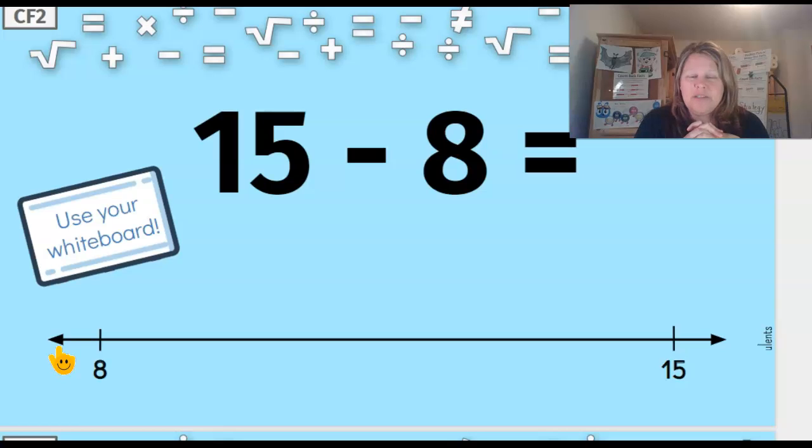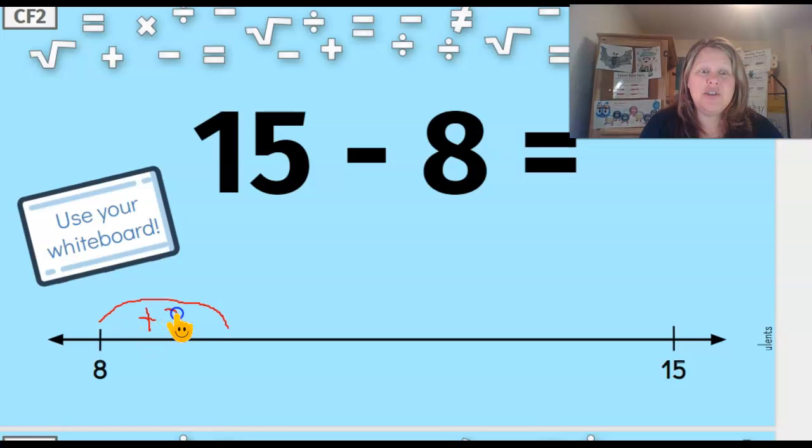You want to find the difference between 8 and 15. What could you jump by? What would I need to jump by to get to a nice friendly number here? I bet a lot of you are saying, Miss Miles, we need to jump a 2. So let's try that. So if we add 2 here, where would we land? If you said 10, you're right. Can you write this on your whiteboard?